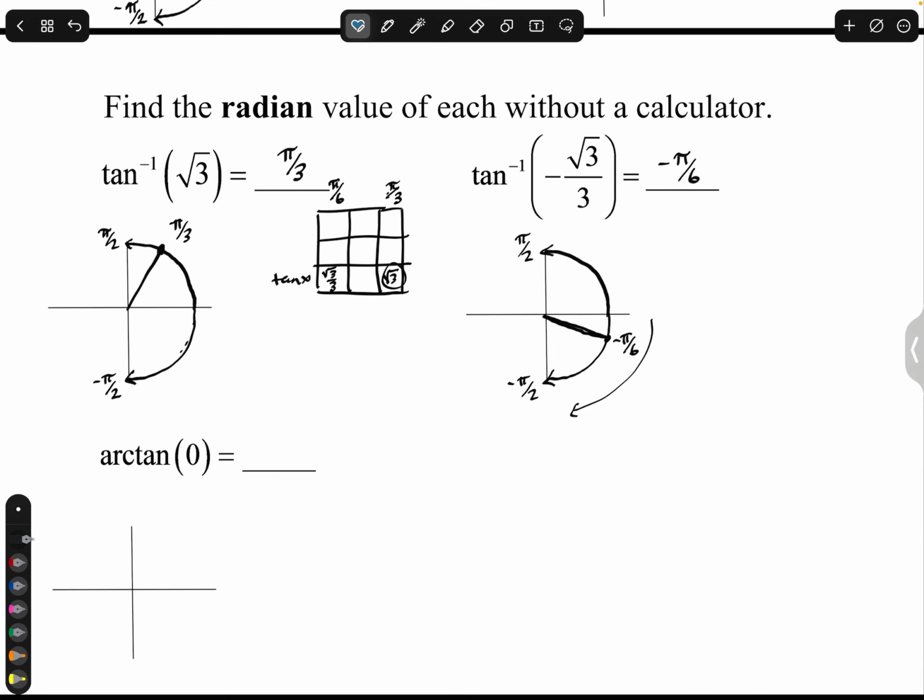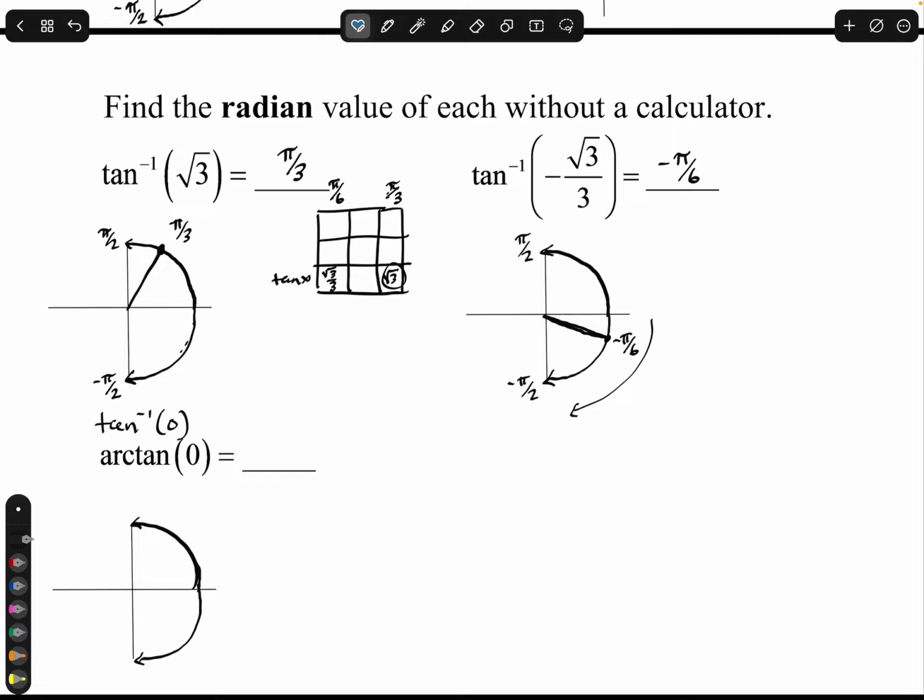Now, the next one here, we have the arctan of 0. Remember, that is the exact same thing as saying the inverse tangent of 0. Arctan means the same thing, if you didn't pay attention to the previous lesson. If they are the same thing, you're going to do it the same way. Let's draw it in, our plot of our inverse tangent function.